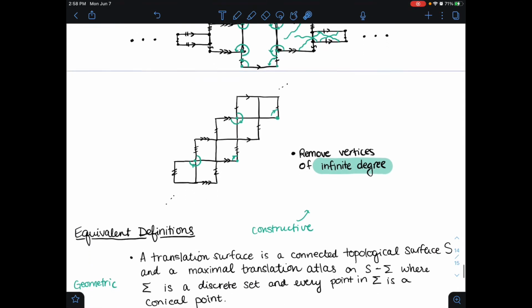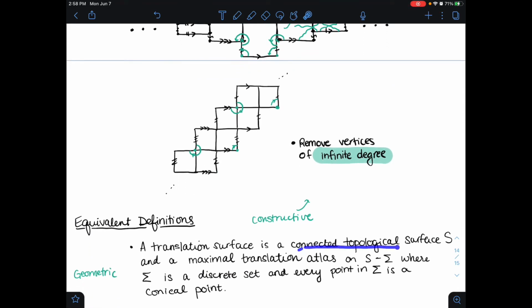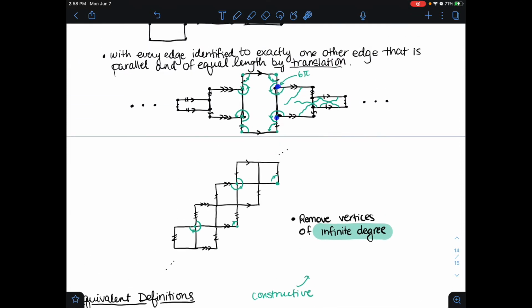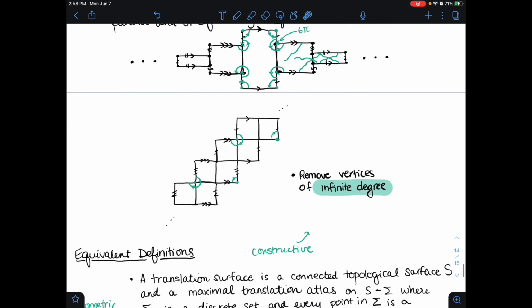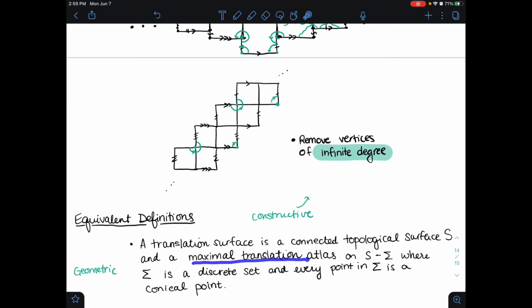There's two other equivalent definitions of a translation surface. The first one is: a translation surface is a connected topological surface S, and a maximal translation atlas on S minus sigma. So we take away sigma, where sigma is a discrete set and every point in sigma is a conical point, like one of these points that we saw earlier. And the maximal translation atlas on S minus sigma is an atlas of charts on our surface, S minus sigma, where all the transition functions are translations.